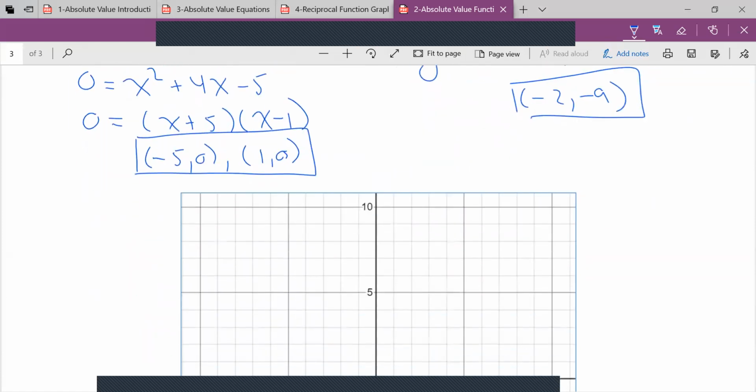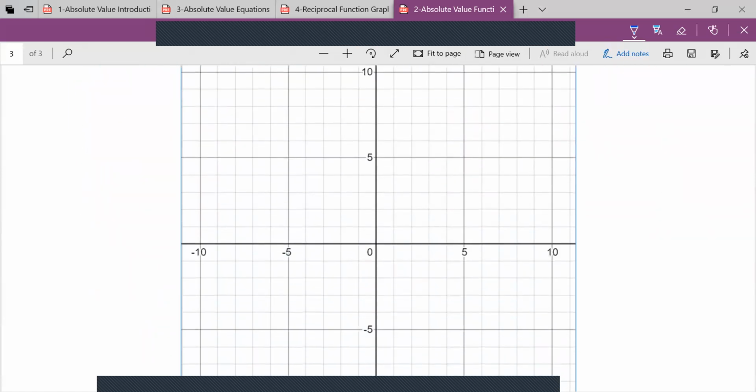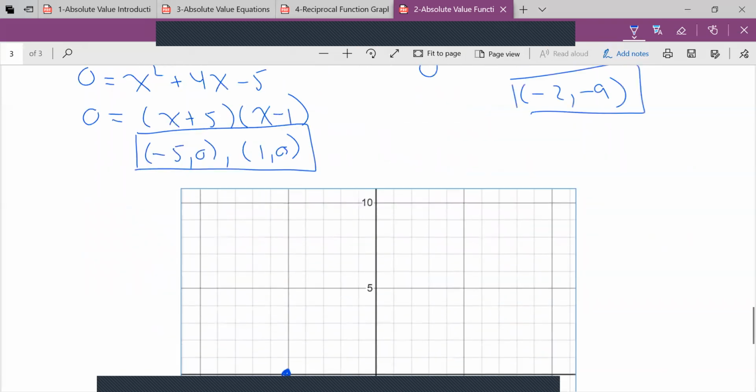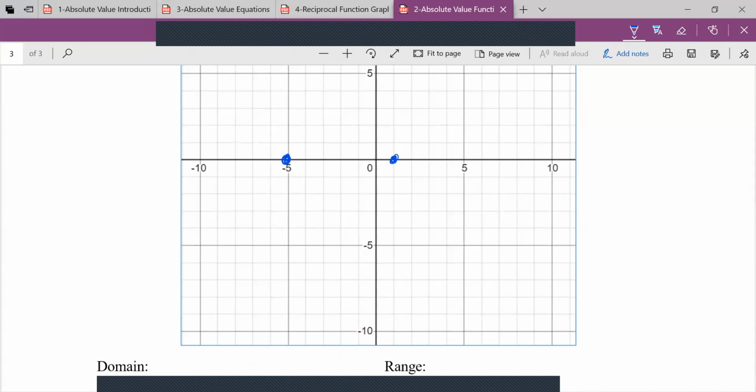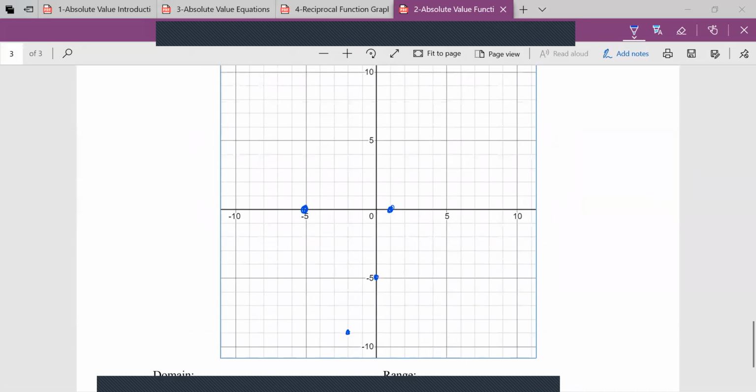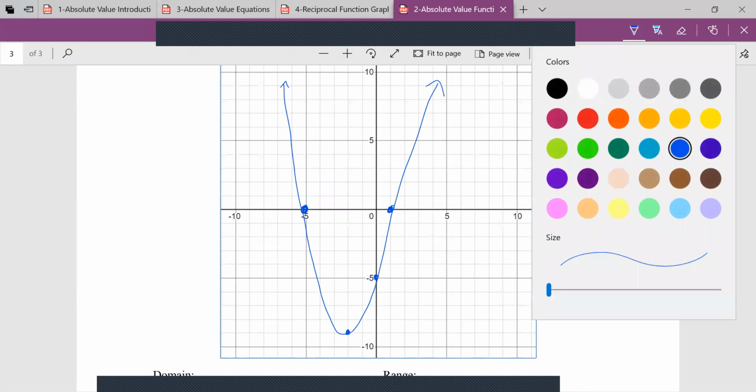What do we get? Okay, so we've got an x-intercept at -5. Where was the other one? +1 or -1? +1. Okay, and our vertex was at (-2, -9), so way down here. And our y-intercept was there. So here is the graph of our original quadratic. There it is, nice and smooth. So what does the graph of the absolute value of that look like?